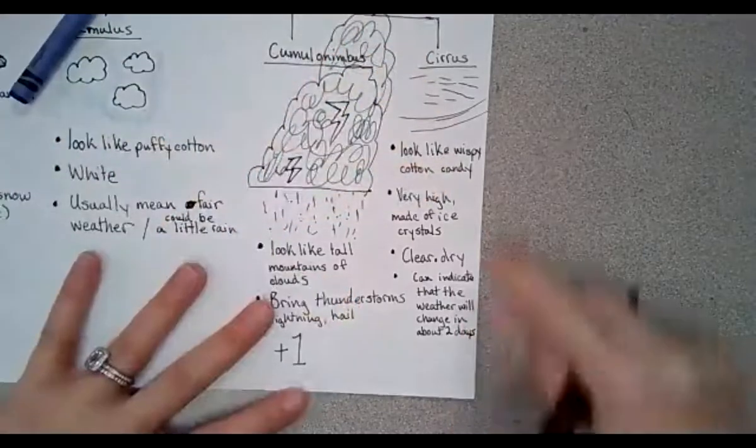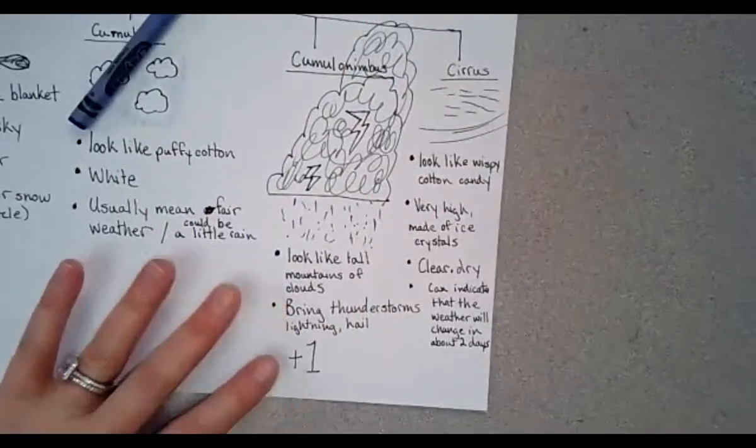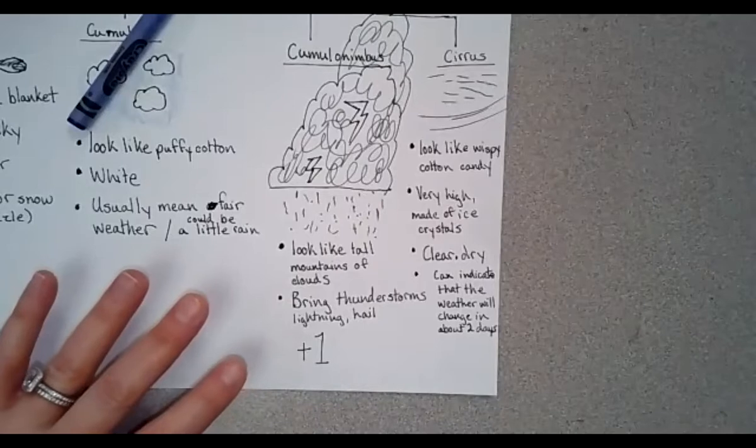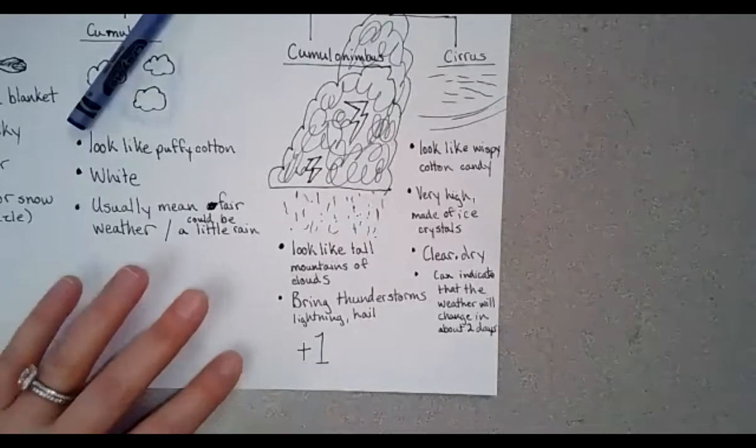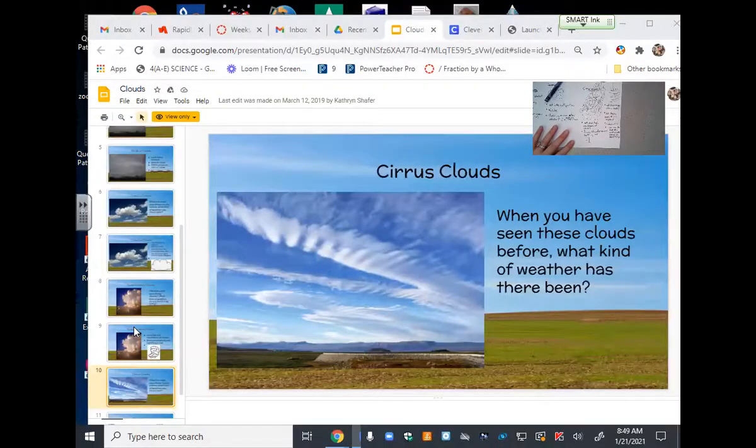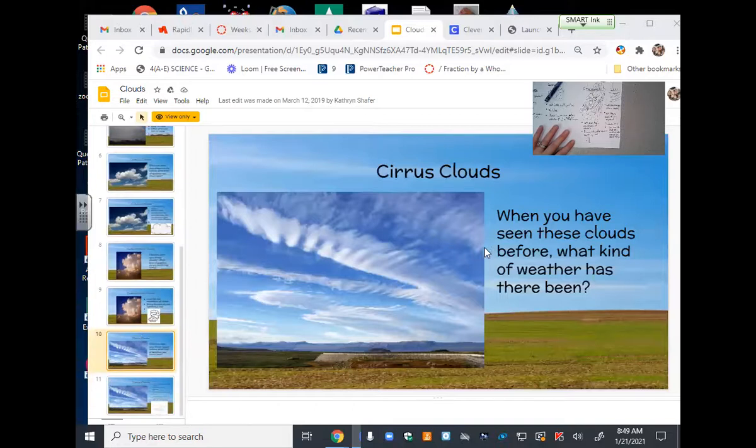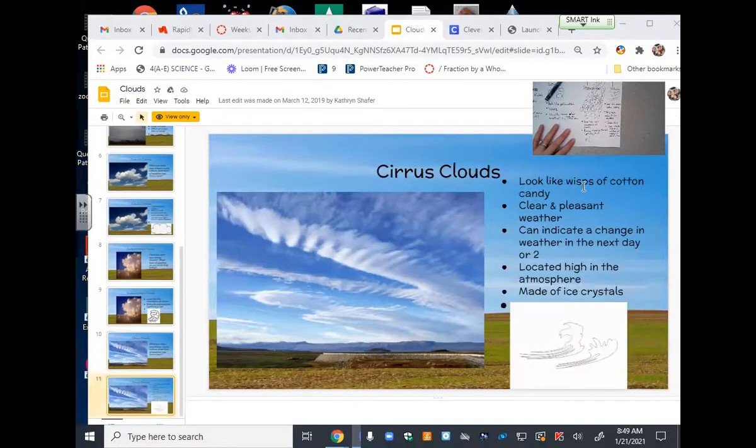Okay, all right, so let me go back to my screen share. And this is what they look like, cirrus clouds. They look like wisps of cotton candy. The weather is clear and pleasant. They can indicate that there's going to be a change in the weather in the next day or two. They're very high in the atmosphere. Look how they look like they're barely touchable, and they are made of ice crystals.